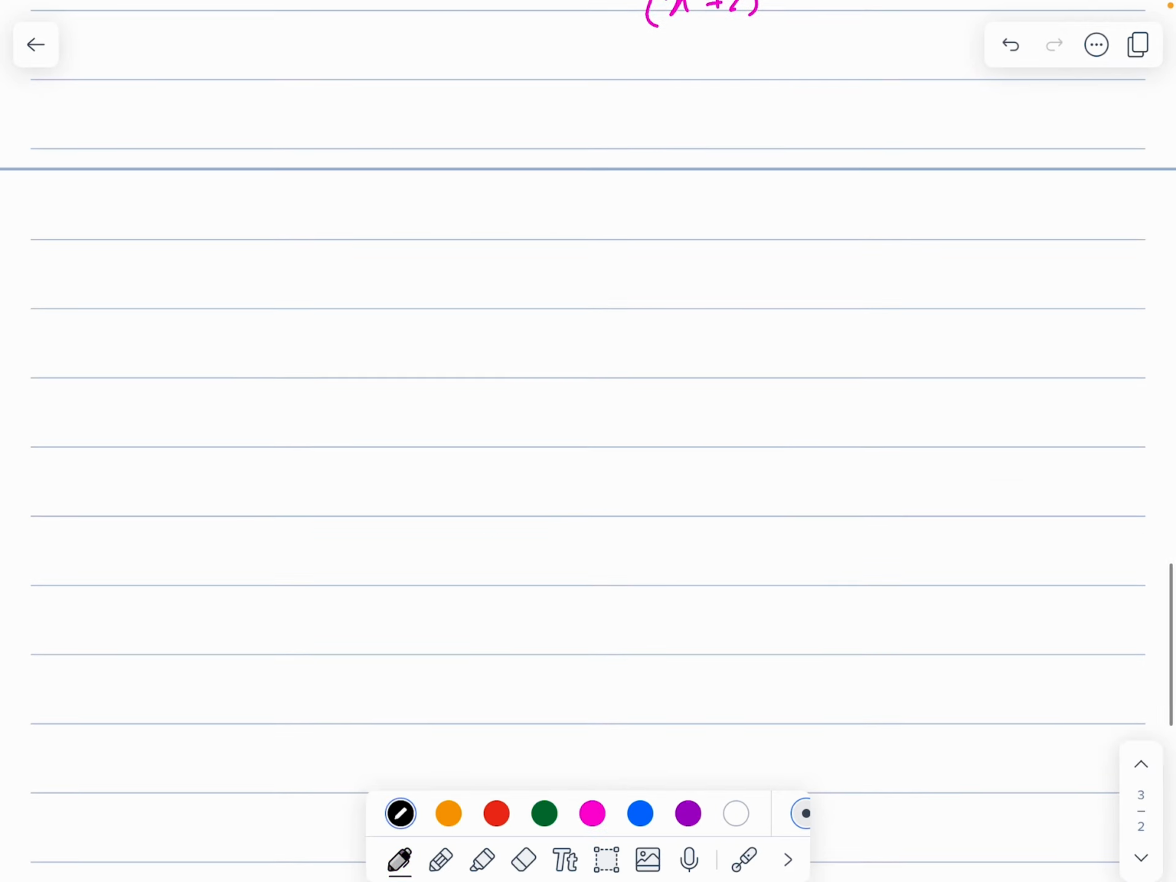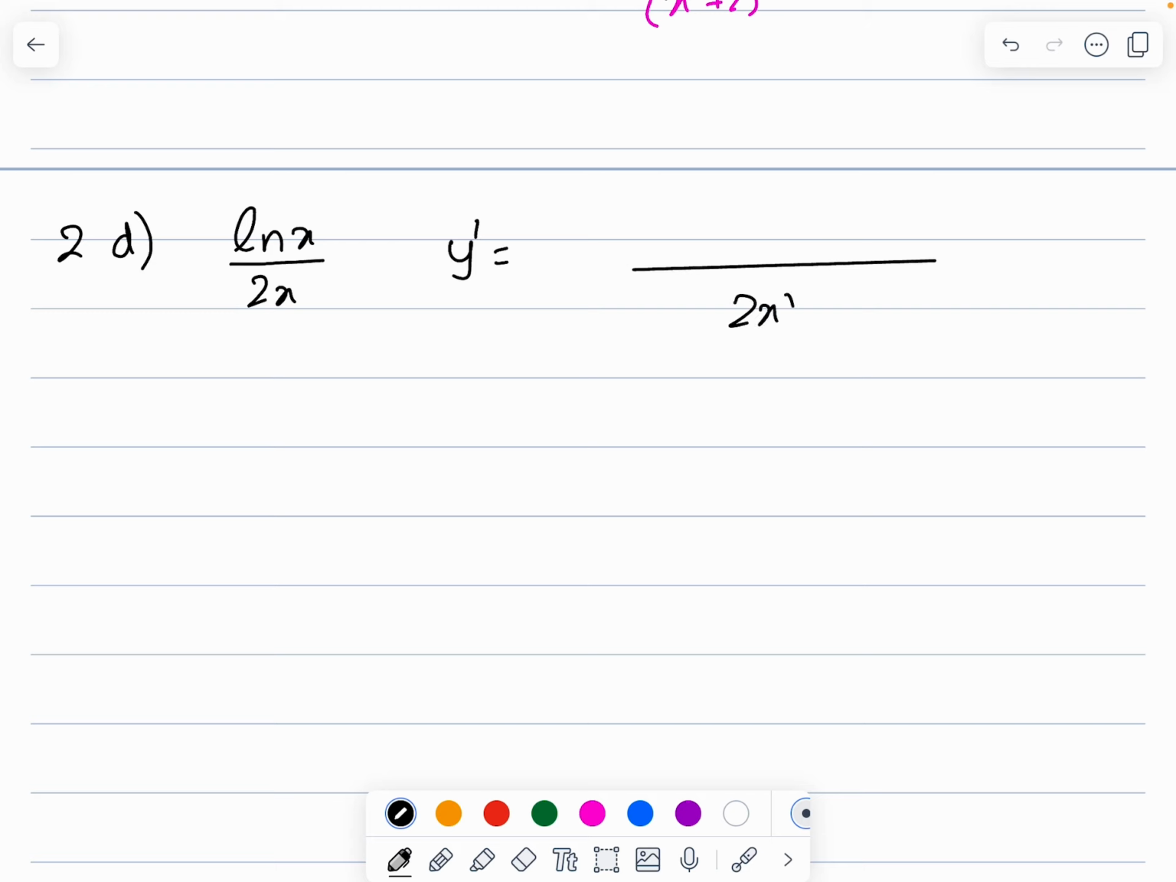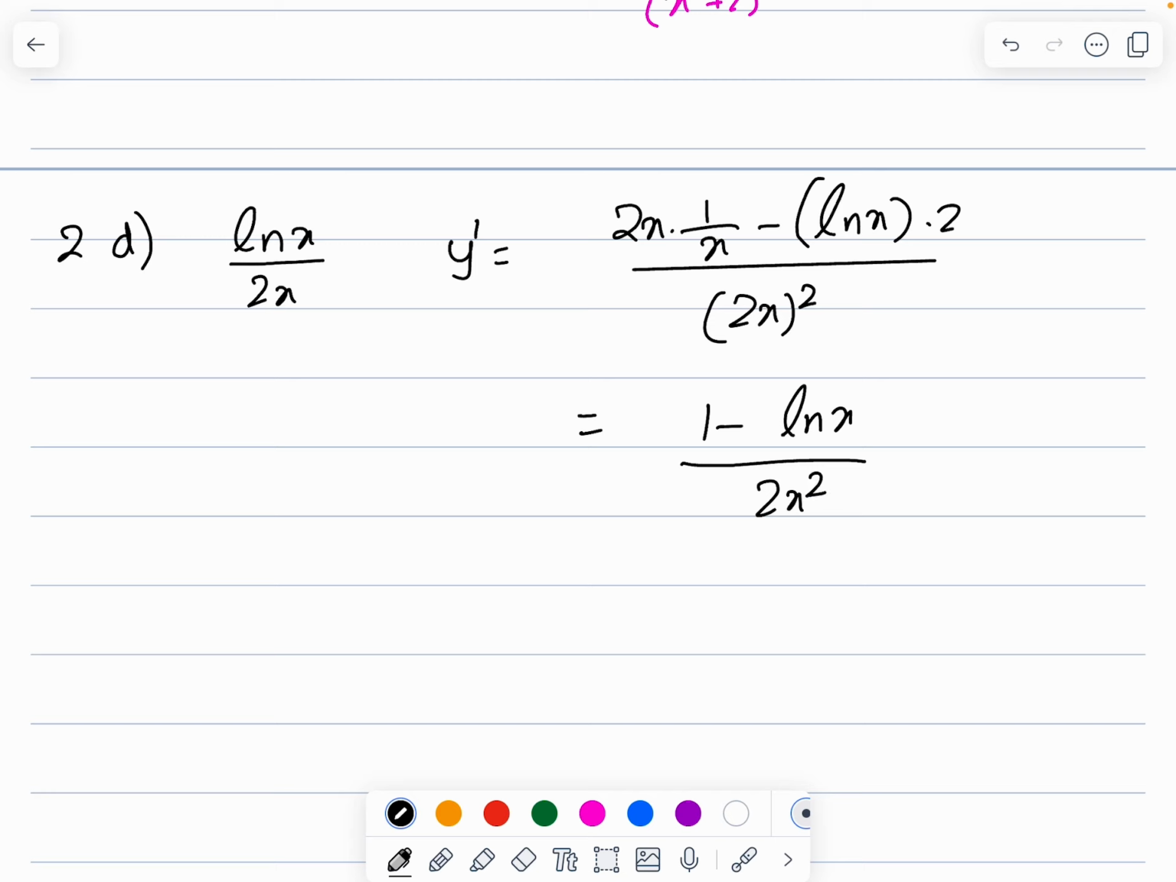Coming back to the second question part D, which is from the worksheet I'm talking about. You can download the worksheet from the link given in the description. So y prime will be equal to, this is second question part D, 2x square below, times 2x times the derivative of ln x, which is 1 upon x, minus ln x as it is, times the derivative of 2x, which is 2. Now simplify that. My answer should be 1 minus ln x upon 2x square. Cancel off 2, and you should be able to get that answer.